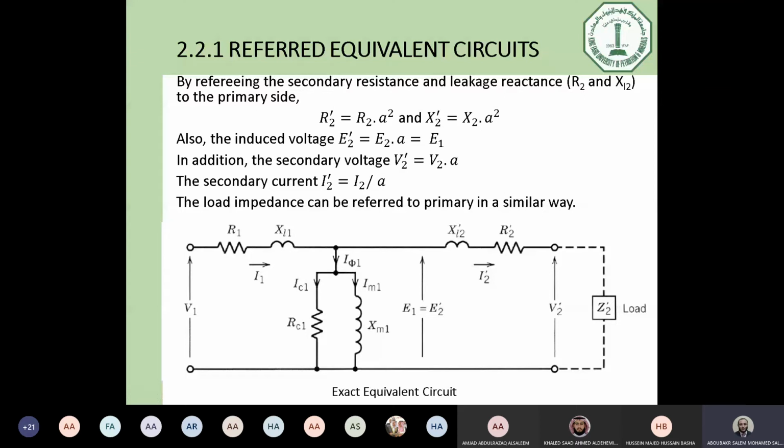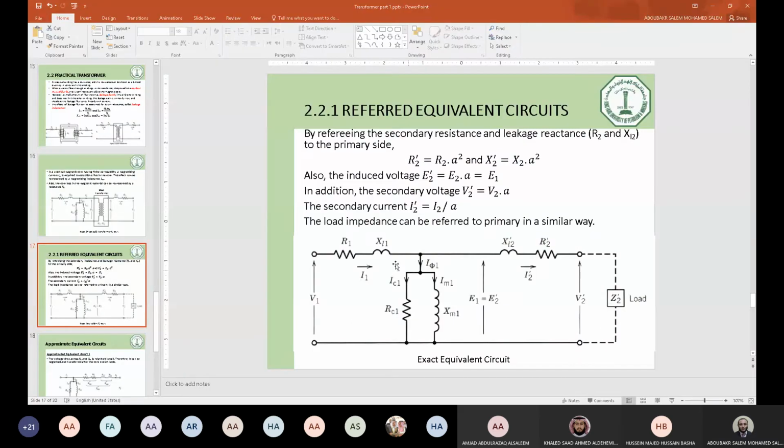So we just referred all of the parameters, resistance, reactance, voltage, current, from the secondary side to the primary side. All of the parameters that have a prime, X prime, R prime, V prime, I prime, mean these values are referred to the primary. Is it clear? So this is now the equivalent circuit referred to the primary side.